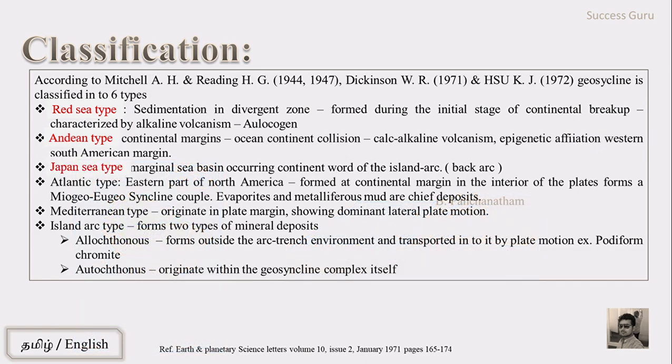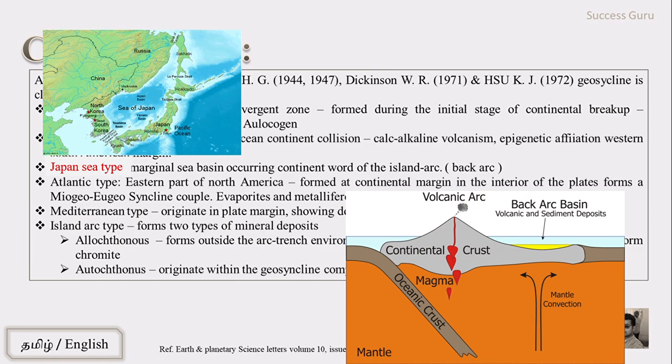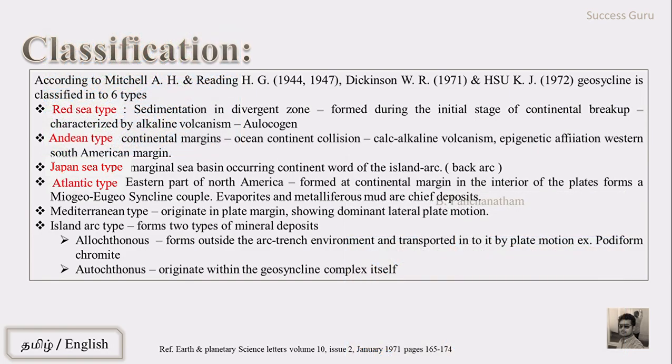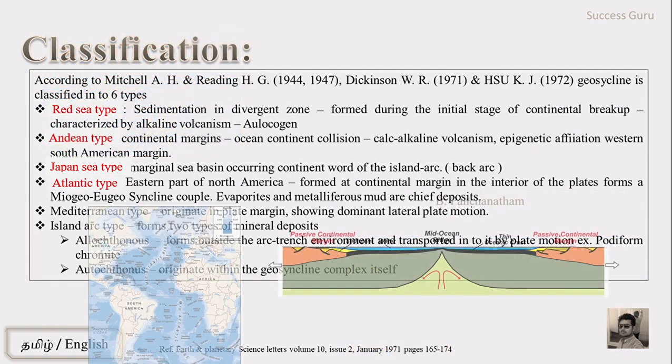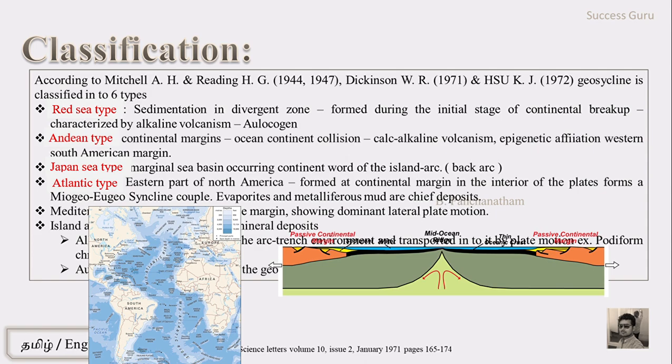The third one is the Japan Sea type, which is a convergent boundary of continent and ocean, right? But here, a volcanic arc has been formed on the continental side, and there is a back-arc basin in the continental portion itself. So this is called the Japan type. The fourth one is the Atlantic type. Here you can see this is the Atlantic Ocean, right? So here is a mid-oceanic ridge and there is an ocean divergence taking place. So this is called the Atlantic type of geosyncline.